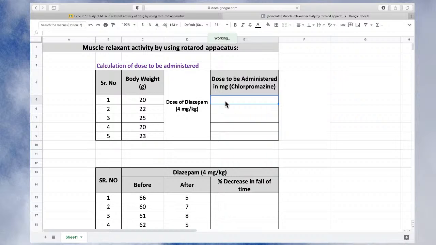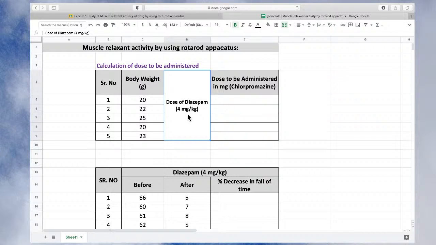So the first thing you need to do is calculate the dose to be administered. What drug are we using? We are using diazepam. It is a drug belonging to the category of benzodiazepines, which comes under sedative and hypnotic drugs. It produces sedation, and due to sedation there will be loss of muscle grip strength. This loss of muscle grip strength indicates the muscle relaxation activity of diazepam.